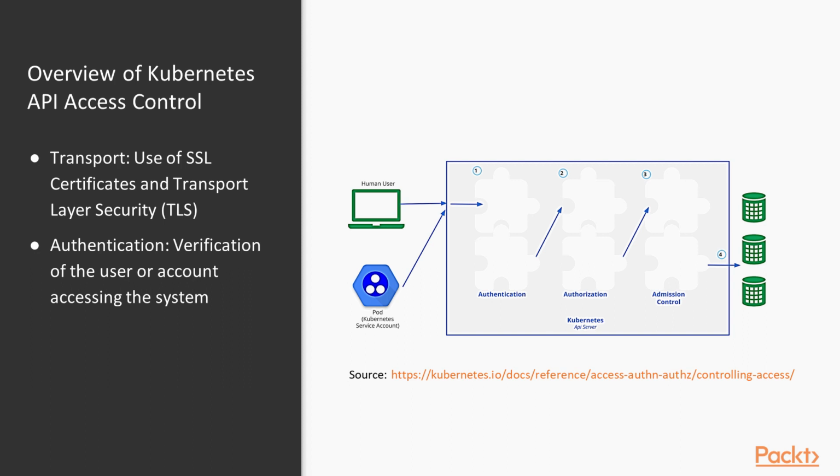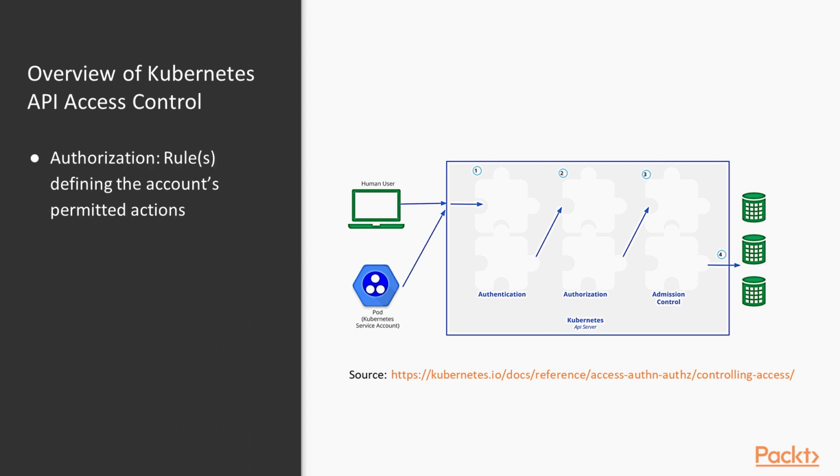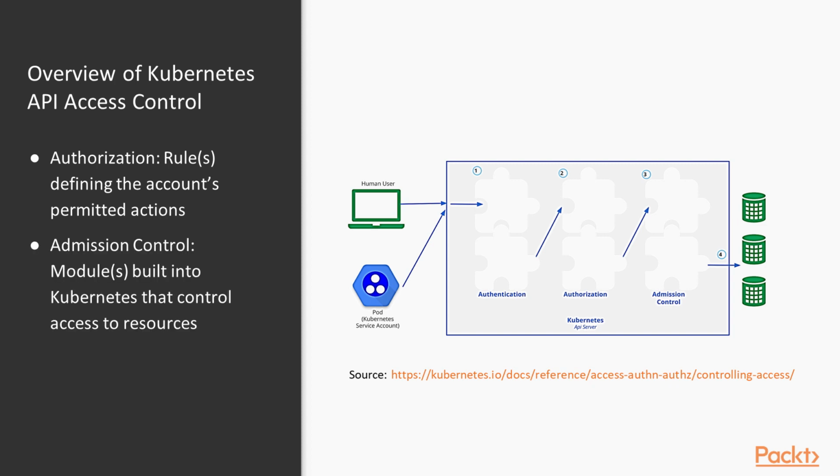Next is authentication. That's the verification of the user or account accessing the system. This can be a user that's a member of a specific group that's been granted access, or a service account. Authorization, rules defining the account's permitted actions. And finally, admission control, modules that are built into Kubernetes that control access to resources.